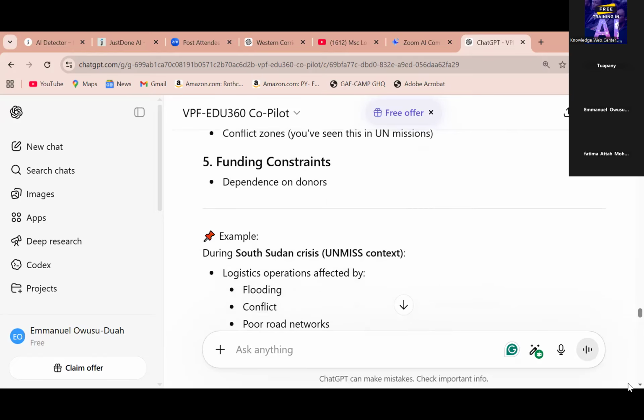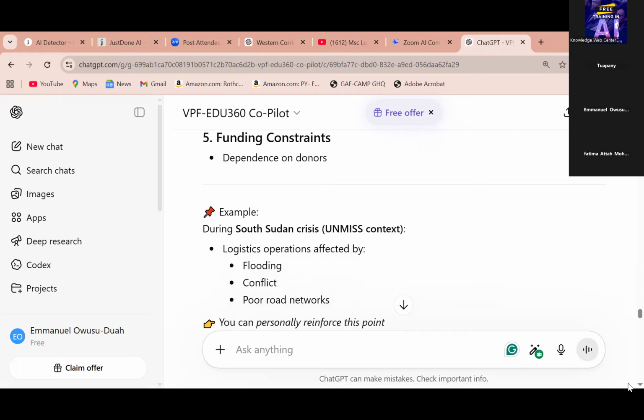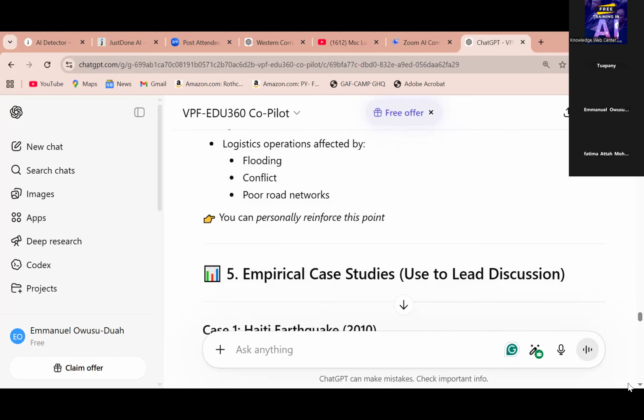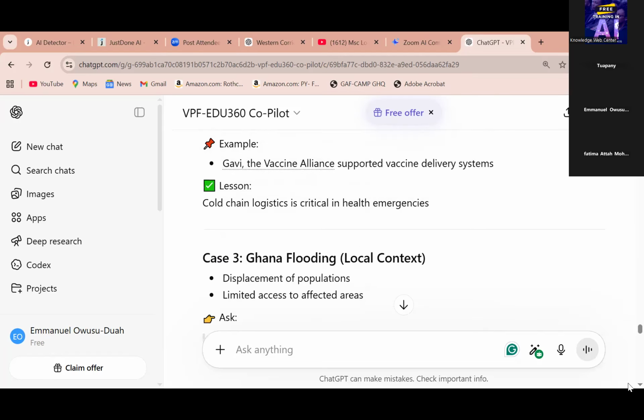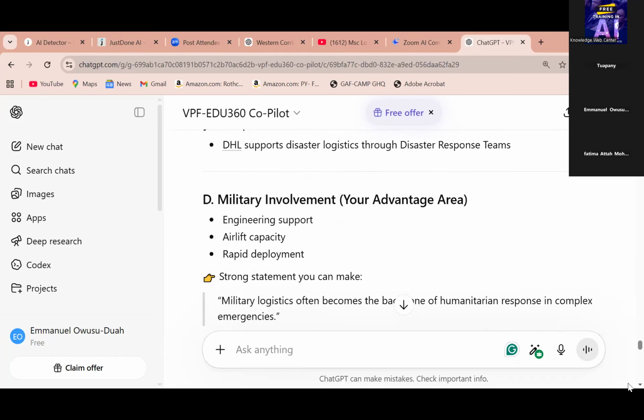But just note that the bot would always like you to interact with it. So the interaction is very, very important. Yes, sir. Yes. So you get to where we got to.